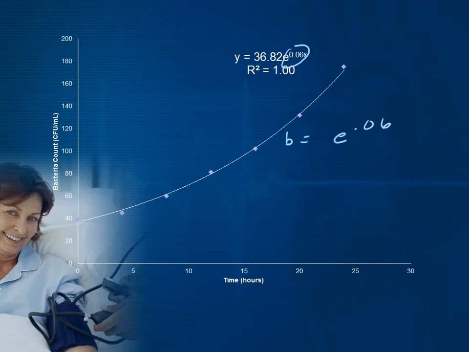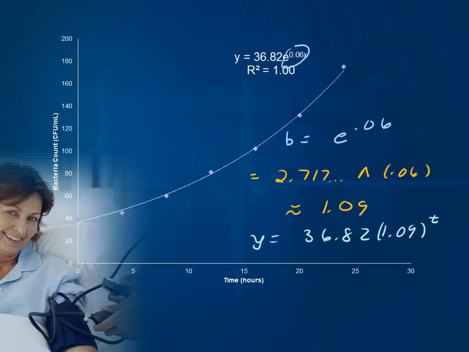This part, though, is the b. b is equal to e raised to the 0.06. Recall that e is 2.717, so you take that number e and raise it to the 0.06. And I got 1.09 on this question. So the Webassign answer was 36.82 times 1.09 to the t. So that's what they wanted. Is that clear? Good.